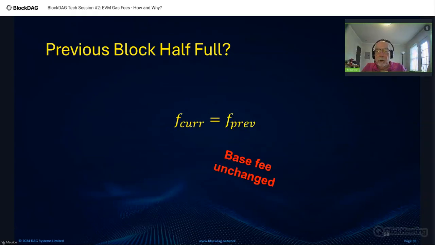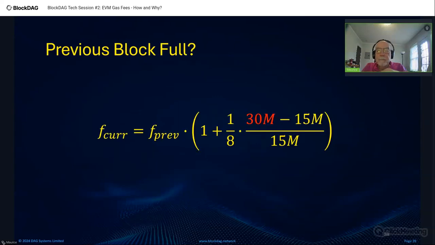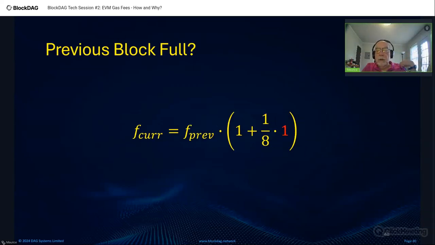As long as we're in equilibrium, there's no reason to change the base fee. Now suppose we go to the other extreme, where the previous block was full. This means that we are under heavy strain. We have so much demand that we filled up not just the block, but even our extra cushion, our wiggle room. Well, then we do the math.